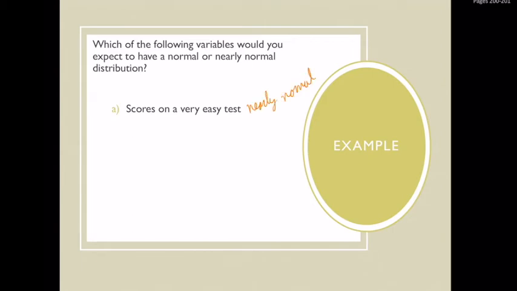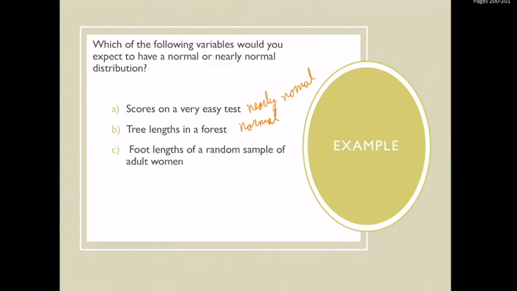What about tree lengths in a forest? Well, trees occur naturally, right? That's environmental factors. So I would say that this has a normal distribution. What about foot lengths of a random sample of adult women? Again, that's genetic, that's naturally occurring, so it would be normal.